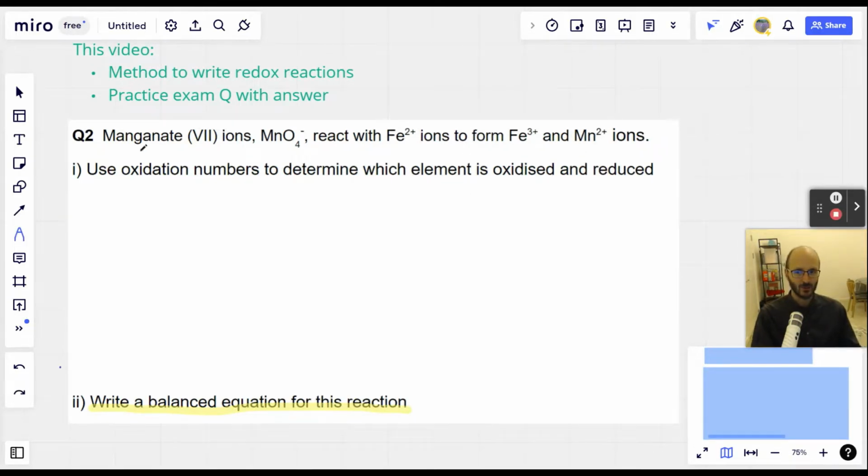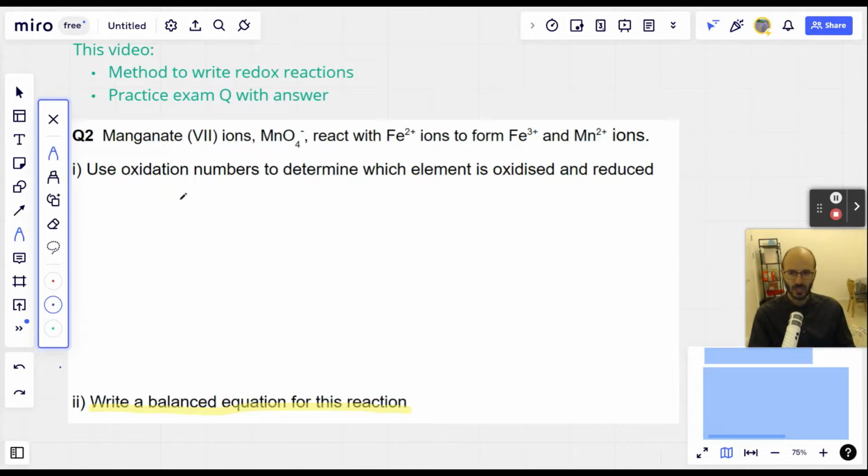Perfect. So question 2: manganate 7 ions react with iron 2 ions to form iron 3 plus and manganese 2 plus ions. Use oxidation numbers to determine which element is oxidized and reduced. This is something we have seen in this video. Let's do it fairly quickly.